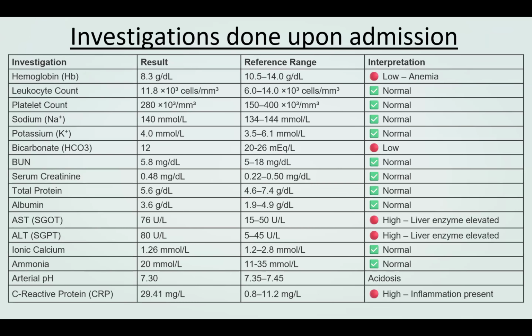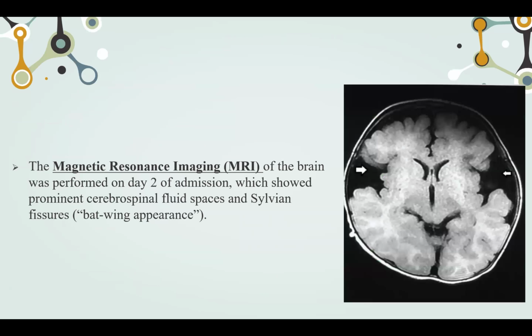On investigation, hemoglobin was 8.3 gram per deciliter, total leukocyte count 11.8, platelet count 280,000, sodium 140, potassium 140, and bicarbonate was low at 12, and pH was 7.3, which showed high anion gap metabolic acidosis. ALT and AST were mildly elevated.